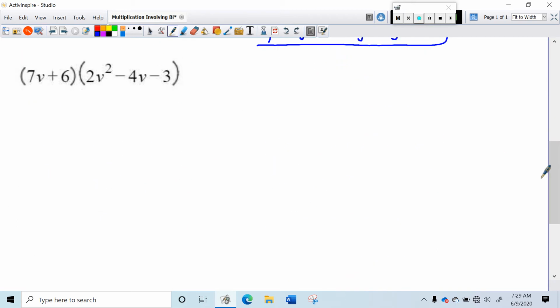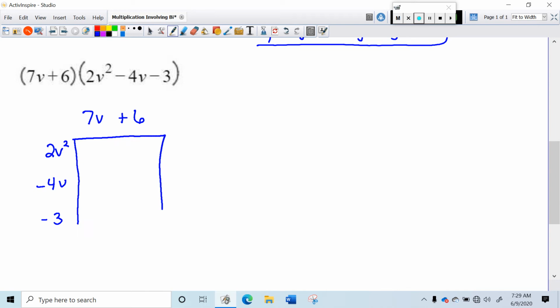So now the next one, since you're probably the least familiar with the Punnett square, I'm going to go ahead and do that. So 7v plus 6, and then 2v squared minus 4v minus 3. If you don't like this method, you can go back and review and rewind your video and look at the first method that we did. Separate with vertical and horizontal lines. Start multiplying up and over.